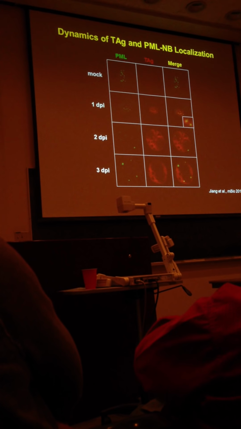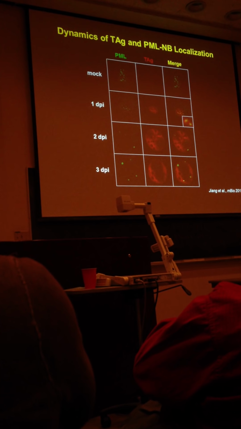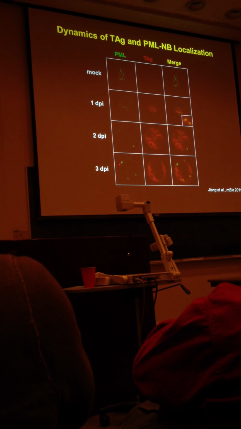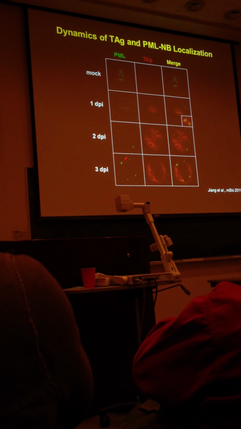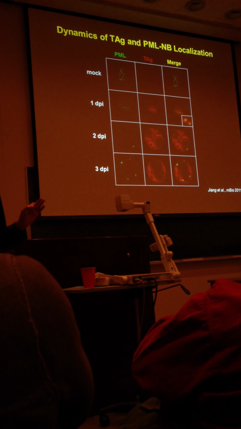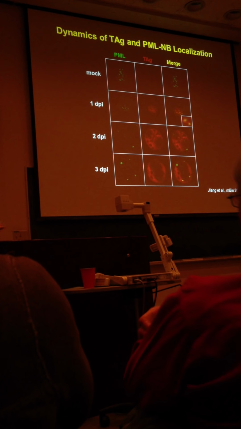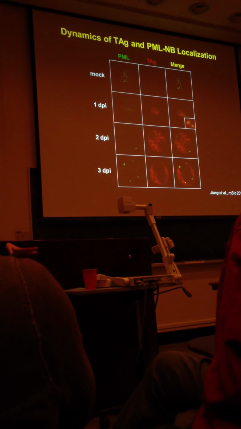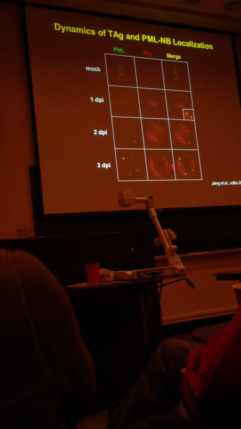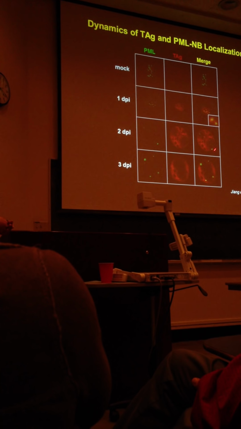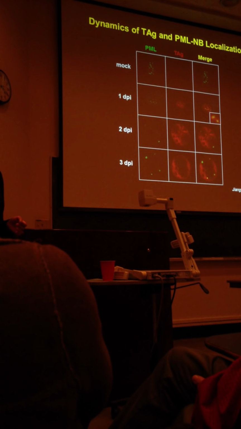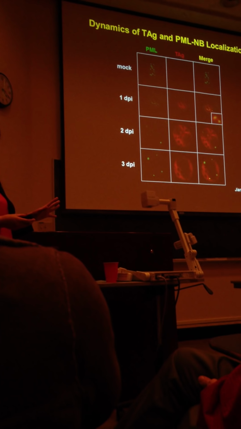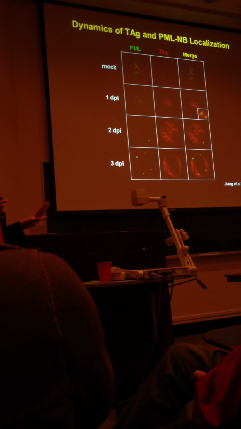But if you look at the localization of PML bodies, first we need to notice that they're definitely getting bigger and fewer in number, and some of them at 3 days post-infection become so big they almost look like ring-like structures in the cell. And the localization of PML bodies relative to T antigen is not random at this point either. They seem to be localized to the periphery of these T antigen-excluded areas. So this is what it looks like in terms of viral protein relative to PML nuclear bodies.